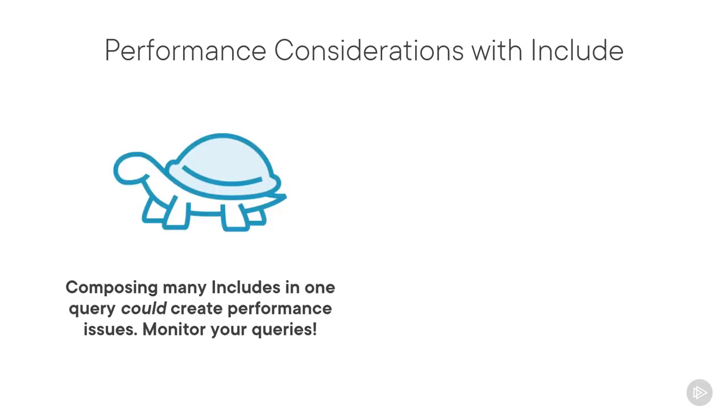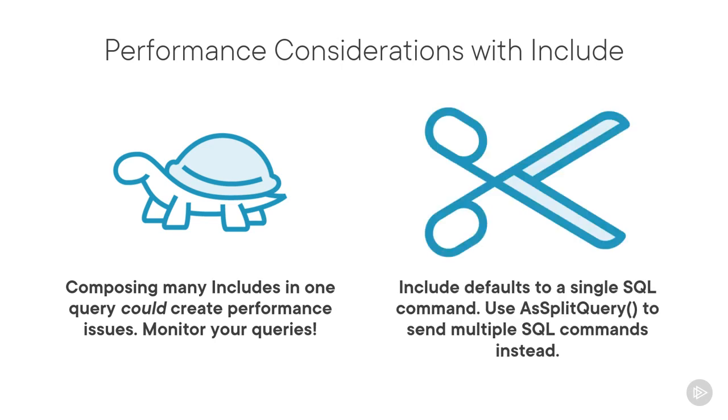Do be considerate of the possibility of creating performance issues if you really pile on the includes in a single query. I've had a number of clients reach out to me with performance issues that are caused exactly by this. There's another interesting point related to performance with includes. By default, as you've seen, EF Core is creating a single SQL command from the query. In some cases, breaking the SQL down into multiple SQL commands sent to the database and then pulling all the data back together when it's returned might lead to a better performance option.